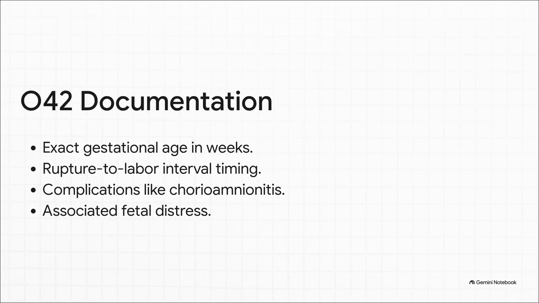But here's the catch. To use that matrix properly, your providers have to give you the right ingredients. You need the exact gestational age in weeks. You need the precise timing of labor onset after the rupture. Was it under or over 24 hours? And absolutely crucially, you need to know about any secondary complications. Did this lead to chorioamnionitis? Is there oligohydramnios? All of that dictates your final coding picture.